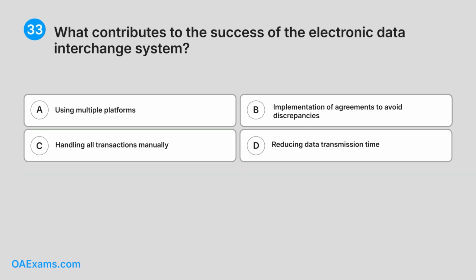33. What contributes to the success of the electronic data interchange system? A. Using multiple platforms. B. Implementation of agreements to avoid discrepancies. C. Handling all transactions manually. D. Reducing data transmission time. Can you guess the answer?